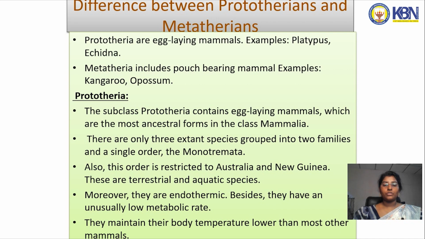These are terrestrial and aquatic species. Here we can observe these Prototheria species can live in both circumstances, like terrestrial, on the land, and aquatic. Moreover, they are endothermic. Besides, they have an unusually low metabolic rate. They maintain their body temperature lower than most other animals.